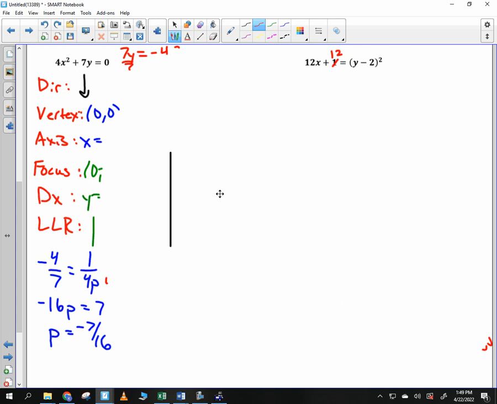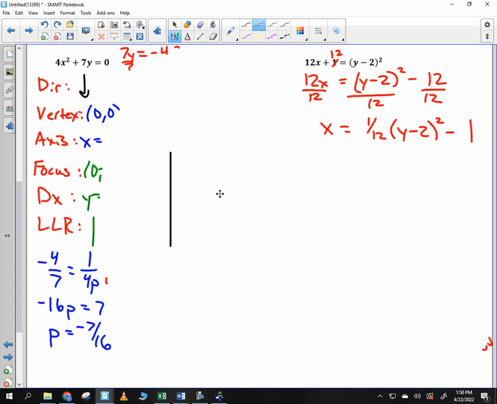All right. Horizontal or vertical? Horizontal. Yep, y squared. Very good. So 12x is equal to (y minus 2) quantity squared minus 12. Now what? Divide by 12. And I get x is equal to 1/12 times (y minus 2) quantity squared minus 1.